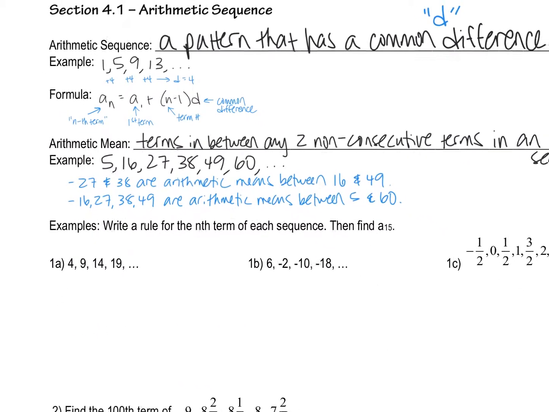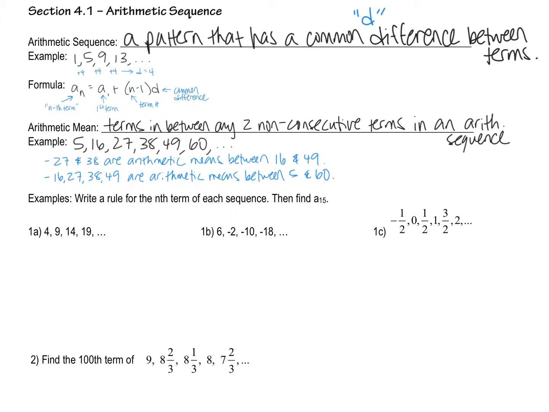But we also have this thing called arithmetic mean. It's terms in between any two non-consecutive terms in an arithmetic sequence. So again, we have an arithmetic sequence. Here's a different example. You can tell you're just going up by 11 each time. But if we look at these two numbers, 27 and 38, those would be referred to as arithmetic means in between 16 and 49. All four of these numbers are arithmetic means in between 5 and 60. So there could be more than two of them. It just depends, and we'll do a couple examples that look like that as well. So I want to start by talking about this formula.